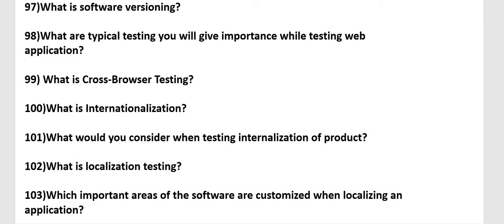Which important areas of the software are customized when localizing an application? Date and time formats, because every country is different. If you're doing it for the United Kingdom, it's a different date format. If you're doing it for the United States, the software will have a different time format. If you're doing it for Asian countries, it's a different date format.